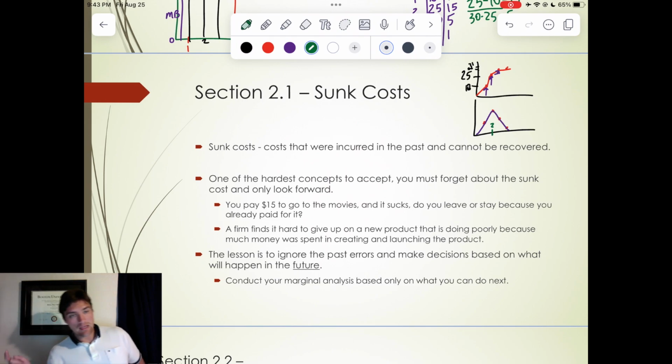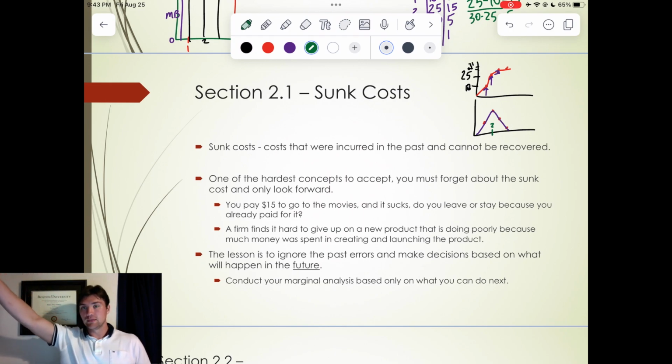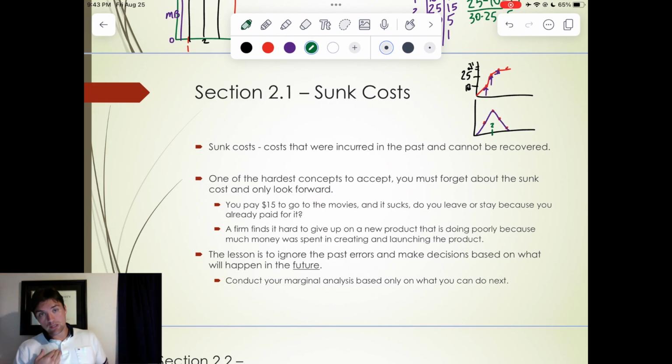So if you go to the movies, right, and you pay the $15 to go to the movies and it sucks, like you just don't want to be there anymore, and you're trying to figure out, do I stay, do I go? Most people, and even me, right, would be like, you know what, fine, I paid the money, I'm going to sit here and watch the movie. Why am I doing this? Because I feel like I already paid for it, I might as well watch it.